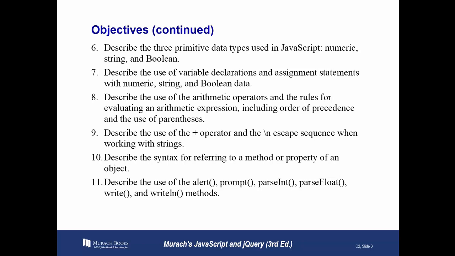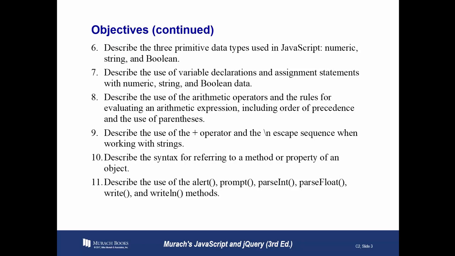Sixth, describe the 3 primitive data types used in JavaScript, those being numeric, string, and Boolean. 7, describe the use of variable declarations and assignment statements with numeric, string, and Boolean data. 8, describe the use of the arithmetic operators and the rules of evaluating an arithmetic expression, including order of precedence and how to override using parentheses.